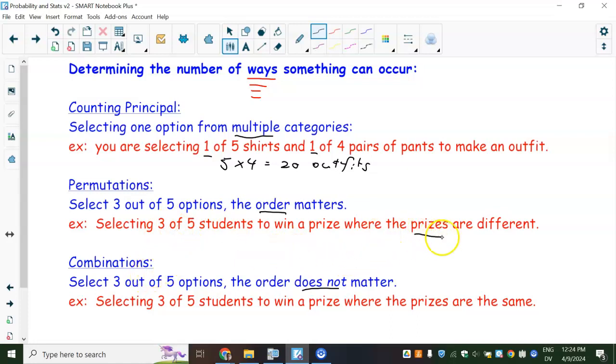If the prizes are different, then it would be permutations because you want to win the best prize, so the order that you're picked in matters there. Versus if everybody gets like one small pizza or something, then the prize doesn't matter, and then the order doesn't matter, and then it becomes combinations. Okay, and for permutations, anytime they talk about ordering something or arranging it, that's a sign it's probably going to be permutations versus combinations.